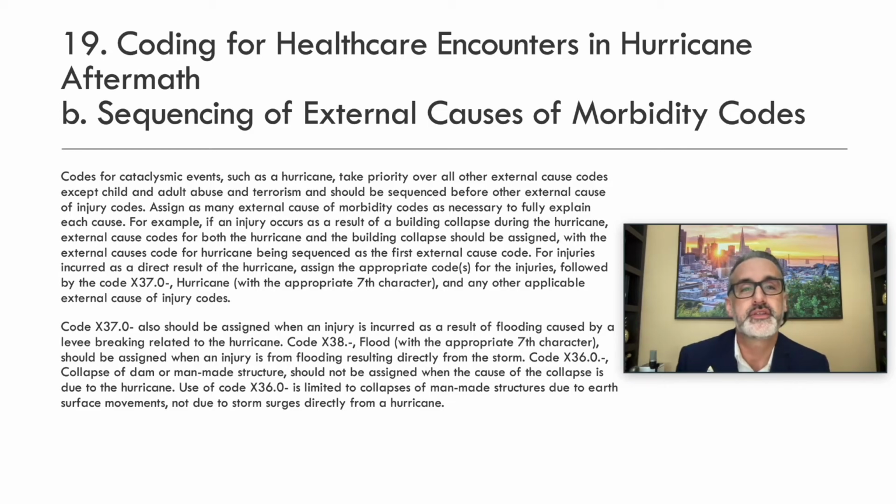other external cause codes, unless the patient is also suffering from child or adult abuse or a terrorism code is involved, then only the adult and child abuse or the terrorism codes would go before the hurricane external cause code. If not, hurricane external cause code goes before everything else. So it's all just based on the sequencing there.